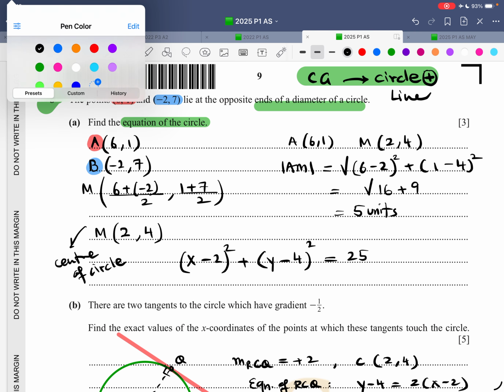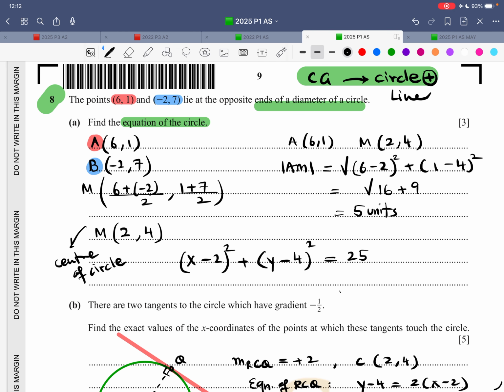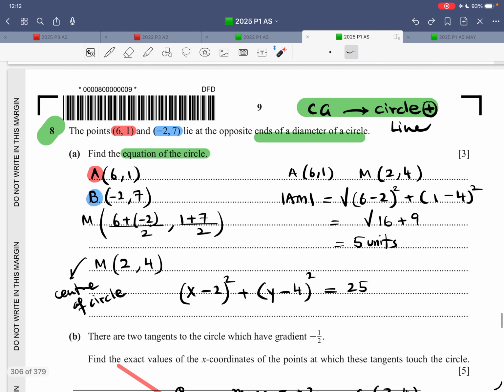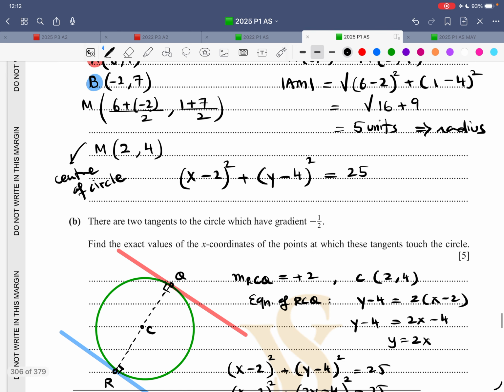And then from the center till one of the points, whether it's from M till A or M till B, that is the radius. So this is the radius of the circle, using the distance formula. And then we write x minus h whole square, y minus k whole square is r square. So I can write 25 directly, or I can write 5 square like this. That's how the equation is obtained.